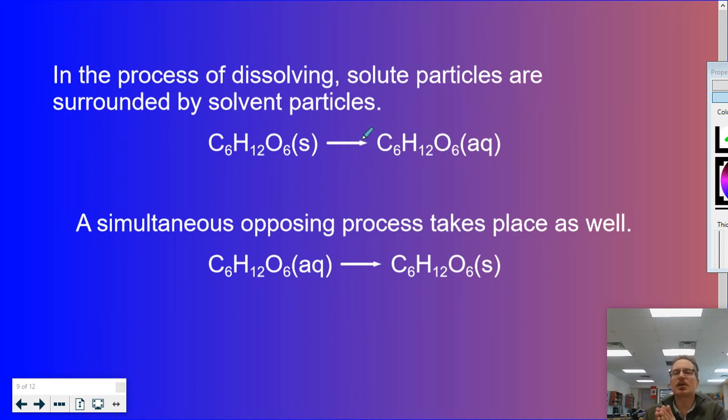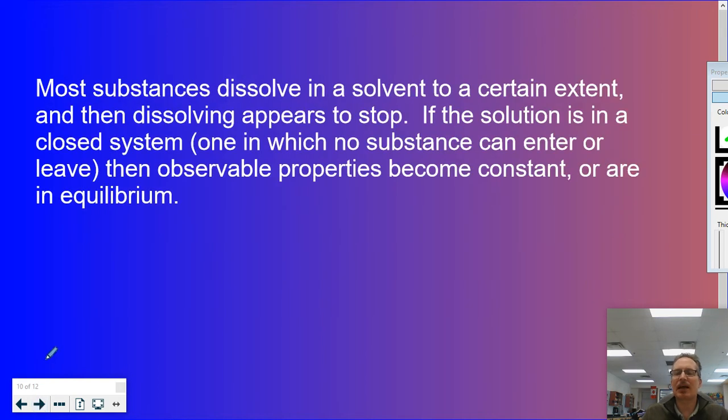While the solid sugar is dissolving into aqueous form, as soon as we get some aqueous sugar, there's an opposite process occurring at the same time. Some of your aqueous sugar will actually crystallize back into solid sugar. People might ask, how do I see this? Well, the problem is it's small enough that you don't get to see many details, but there is a little bit that you can notice.